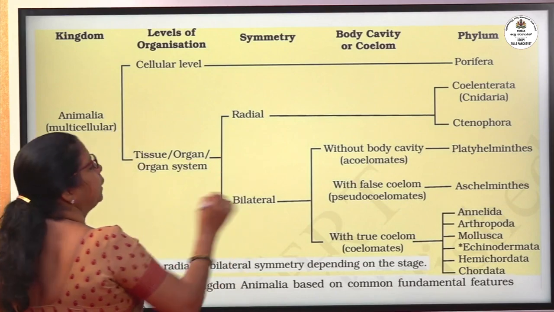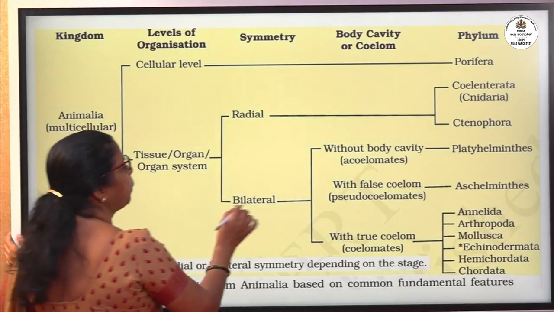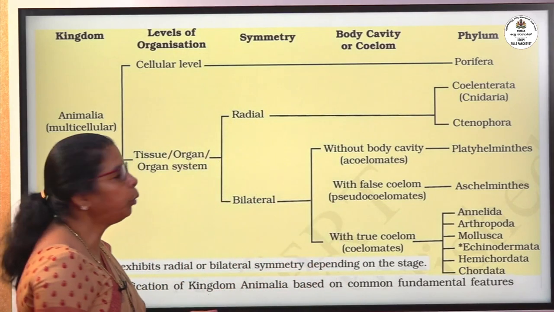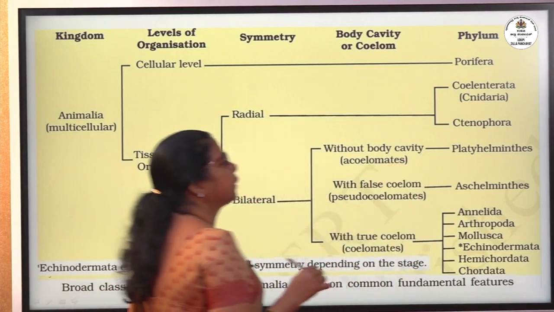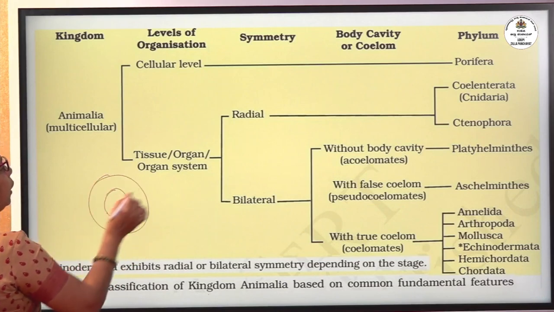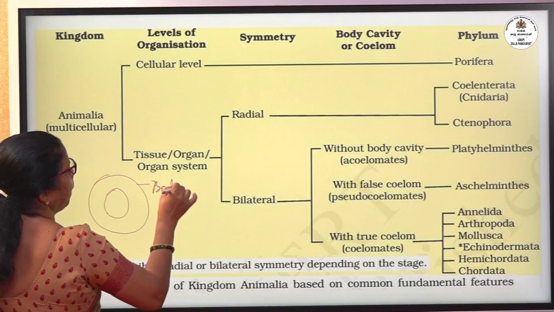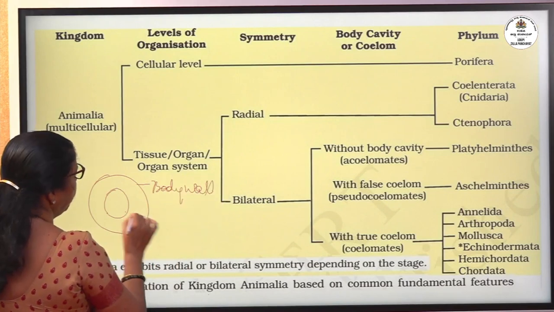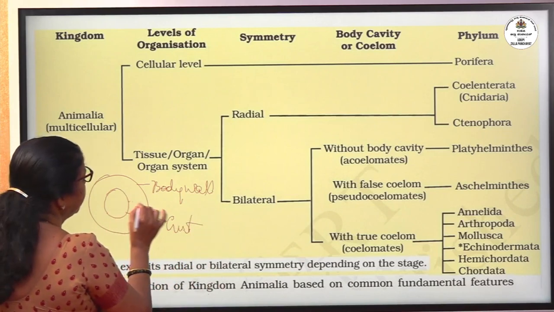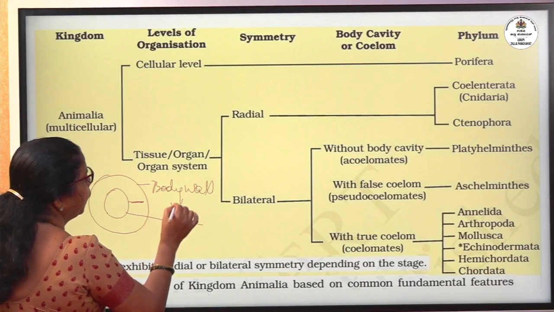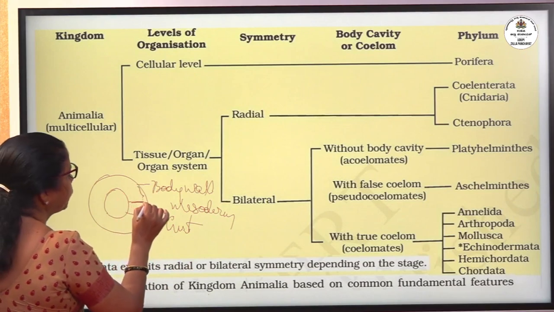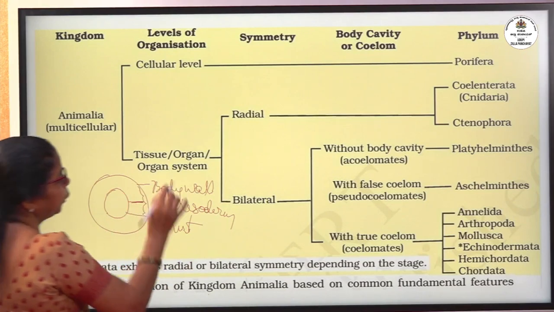Next, another criterion to classify animals is bilateral symmetry. Based on bilateral symmetry, all other animals are grouped. One is without coelom. Coelom means a cavity found between the body wall and the digestive system or alimentary canal. This cavity has to be lined by mesodermal cells, and then it is said to be a true coelom.